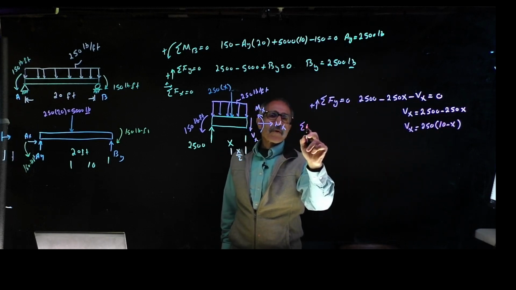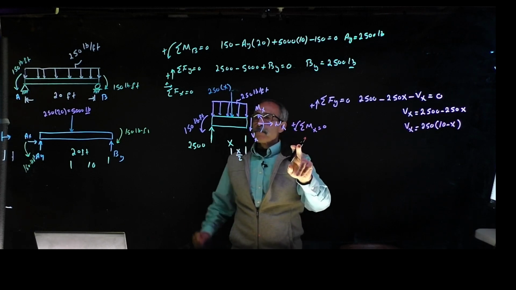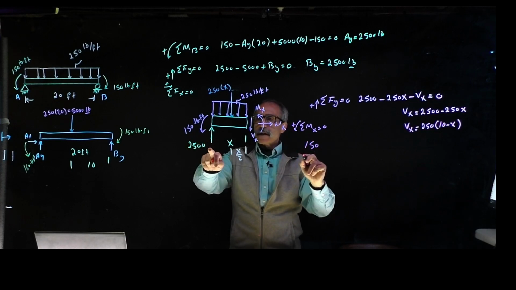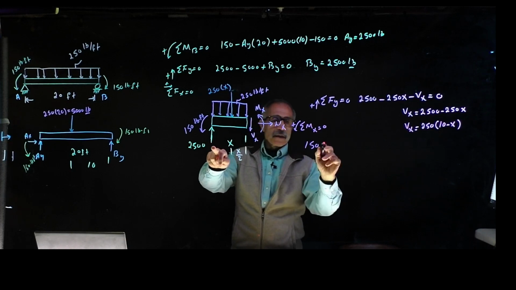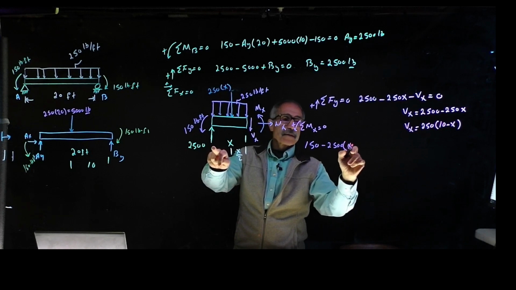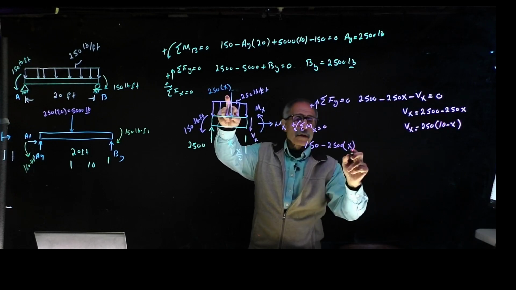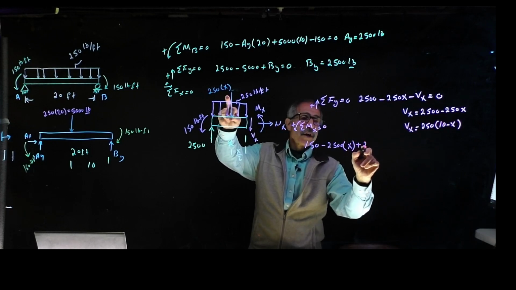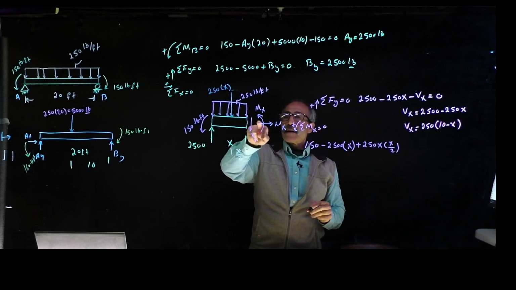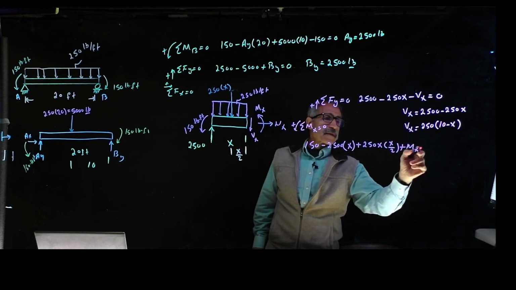So let's find out the moment at x. I'm going to say summation of moment at x is equal to 0. Counterclockwise is positive. I have 150, which is plus. And this is going to take a moment about here. It's going to be minus, because it's going clockwise, 2,500 multiplied times x. And then I'm going to have this one, and that's going to rotate counterclockwise, so it's positive, plus 250x times x divided by 2. And then I have Mx, and the Mx we said is counterclockwise, so it's plus Mx equals 0.